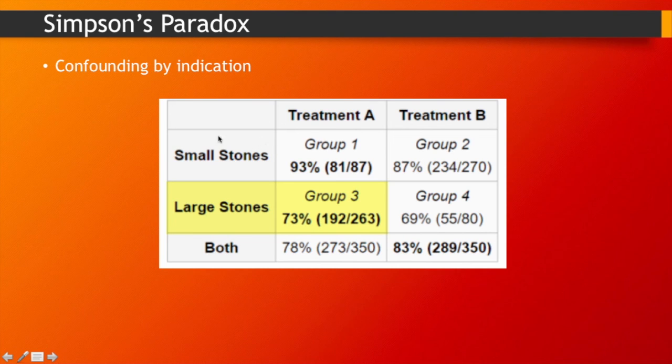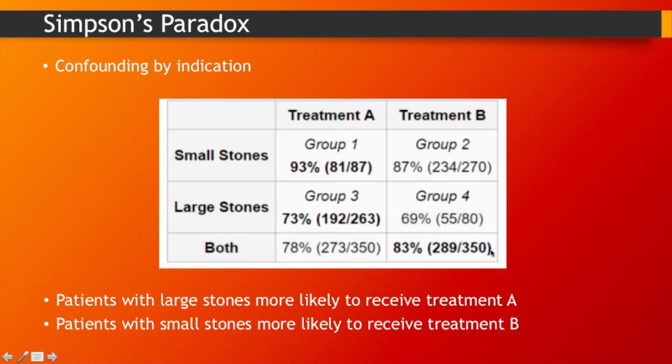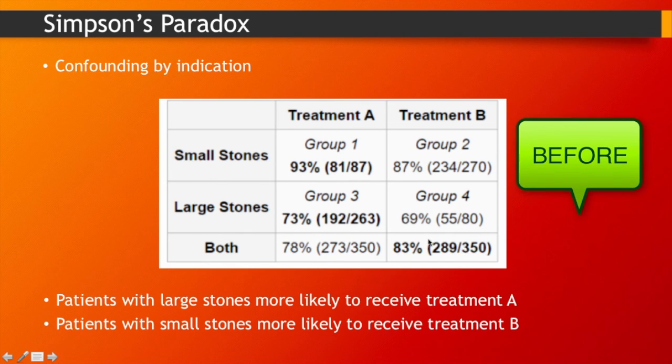However, if you don't separate people by the size of their stone, but rather analyze them together, you can see that treatment B comes out as a superior treatment. Now, this is an example of confounding by indication, and it's caused because patients with large stones are more likely to receive treatment A, and patients with small stones are more likely to receive treatment B. However, if you don't consider this before you start your study, you will not know this, and you will only see that treatment B is superior, which in this case is clearly the opposite of what we're observing with the patients.